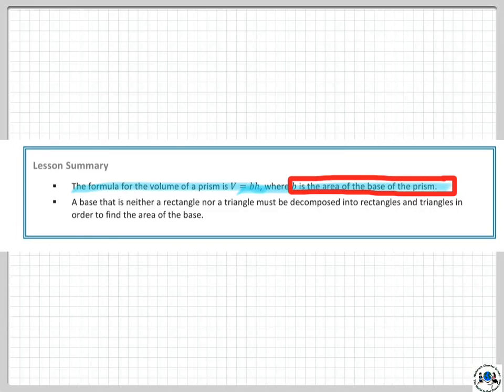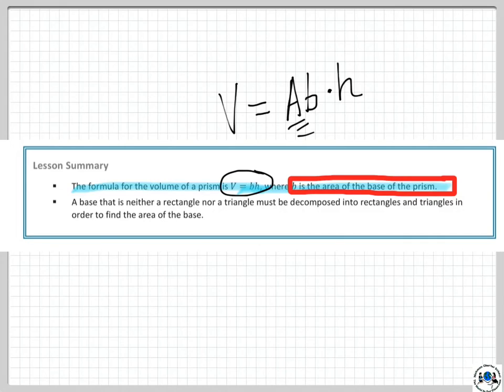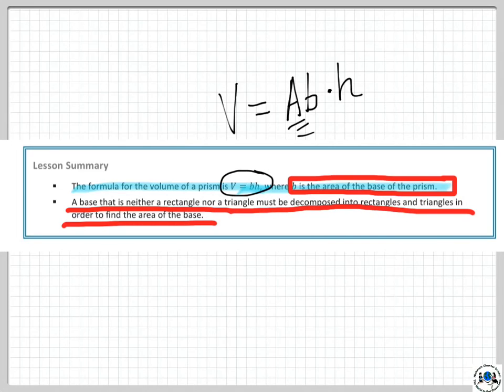And again, I'm not quite sure why they don't write that a little bit differently. I would love it if it was V equals A of B times H, for example, with A, of course, being area. But anyway, that's what we have right here, and you'll probably see it that way in the future, so you need to get used to it. Also, a base that is neither a rectangle nor a triangle must be decomposed into rectangles and triangles in order to find the area of the base.